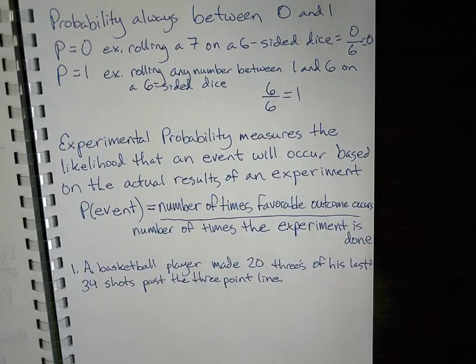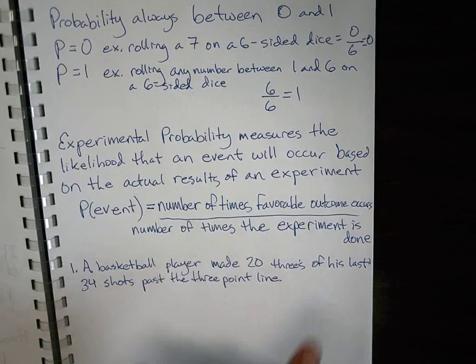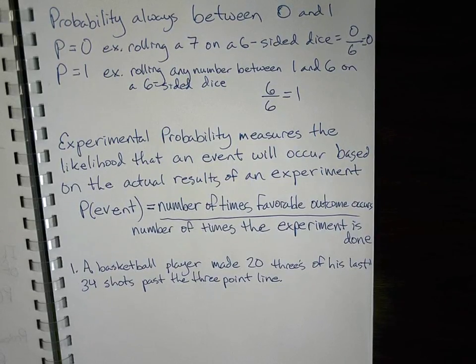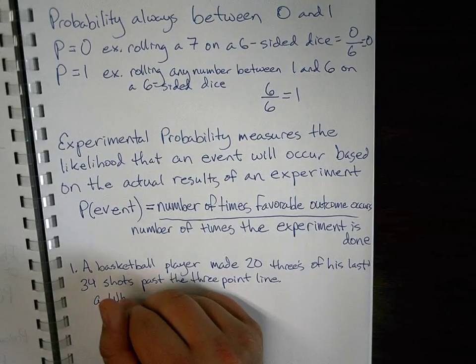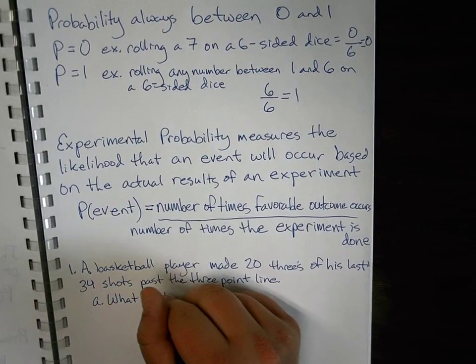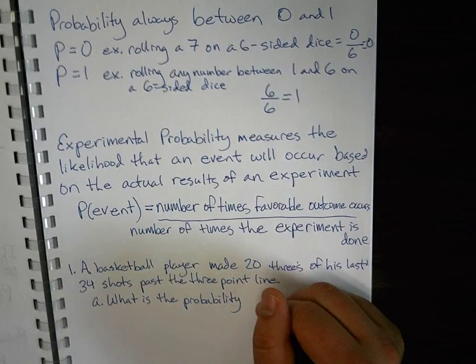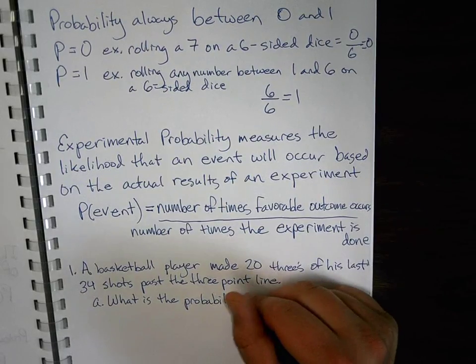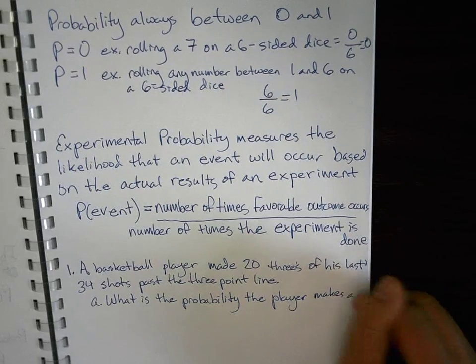So here we have experimental probability because we have a basketball player and we have a favorable outcome. He's making 23 threes, and it's over the number of times that the experiment is done. So what's the experiment? Well, just shooting when you're past the three-point line. That's our experiment in this case. So our first question: what is the probability the player makes a shot, or makes a 3-pointer, let's say.